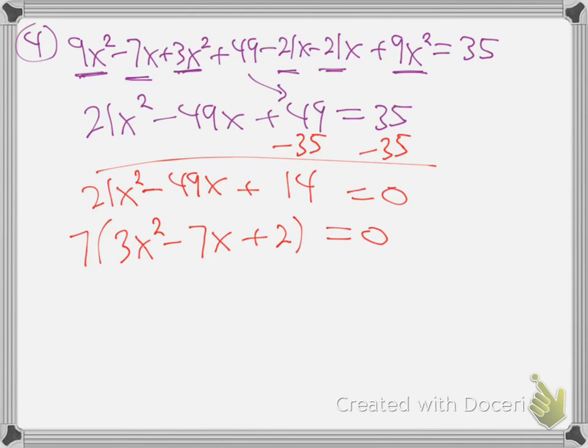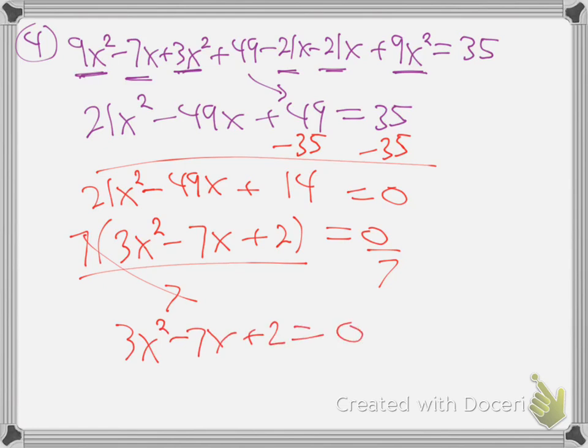That's 7. If that 7's bugging you, just divide it on both sides. It's divided by 7, 0 over 7 is just 0, so just get rid of it. Just divide by 7 on both sides. So we're getting closer. It's getting a lot nicer.